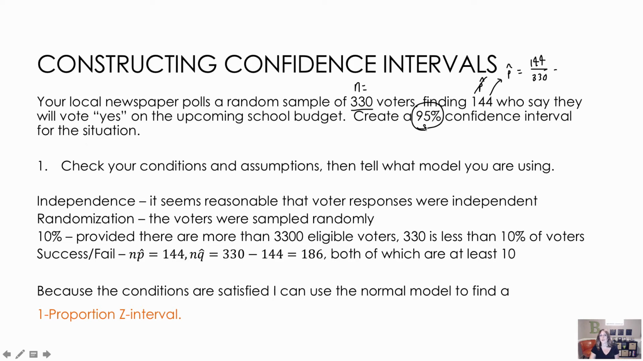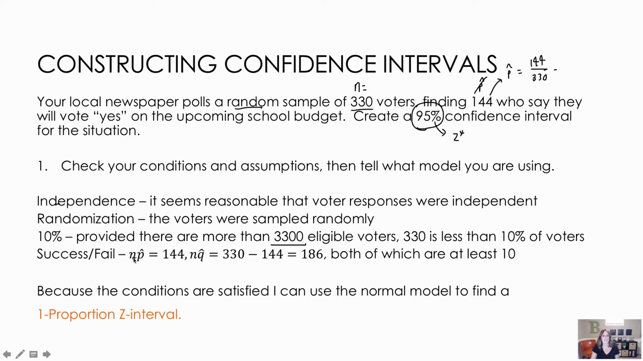Again, 95%, that's what I'm going to use to find my z star. First thing though, before I do any of that, I have to check my conditions and assumptions and tell what model we're using. So independence: it seems reasonable that people would vote independently of one another. Randomization: it tells us in the question, it's a random sample. 10%: provided there are more than 3,300 eligible voters, 330 is less than 10% of voters. It really doesn't tell us the size of the school district here, so that's why I sort of covered my bases.